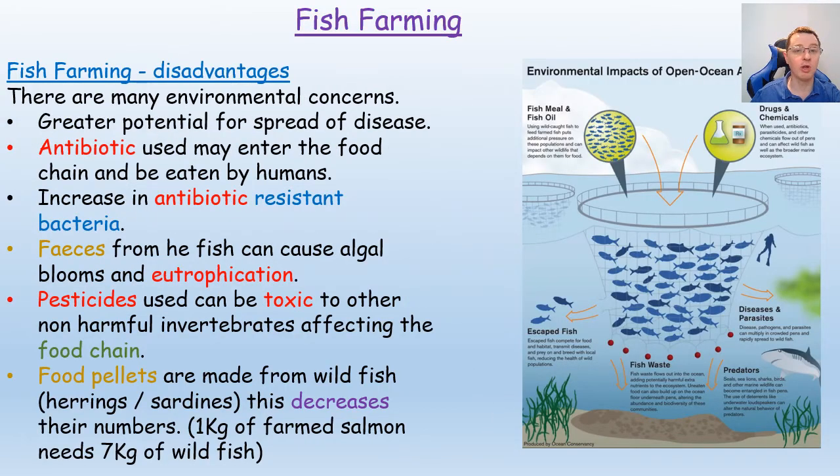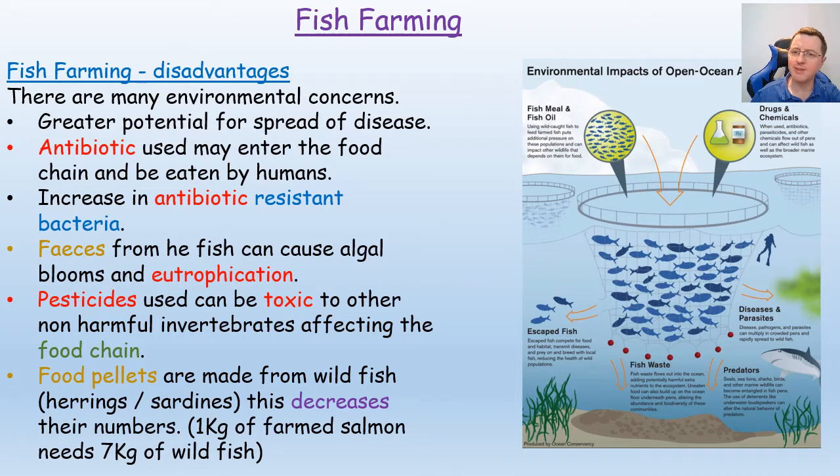However, there are also a lot of disadvantages to fish farming. There are many environmental concerns. There is a greater potential for a spread of disease. Antibiotics used may enter the food chain and may be eaten by humans. There's an increased risk of antibiotic resistant bacteria evolving. The feces from the fish can cause algal blooms and eutrophication. Pesticides used may be toxic to other non-harmful invertebrates, affecting the food chain.